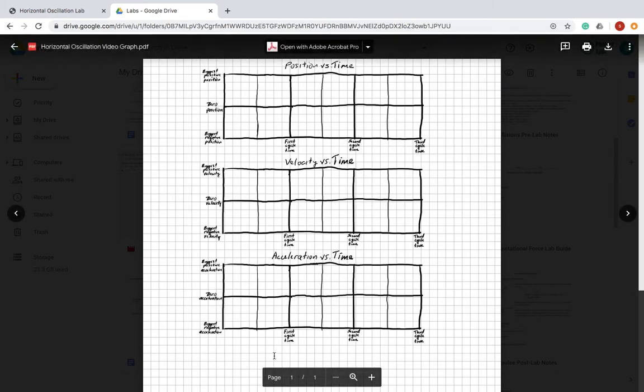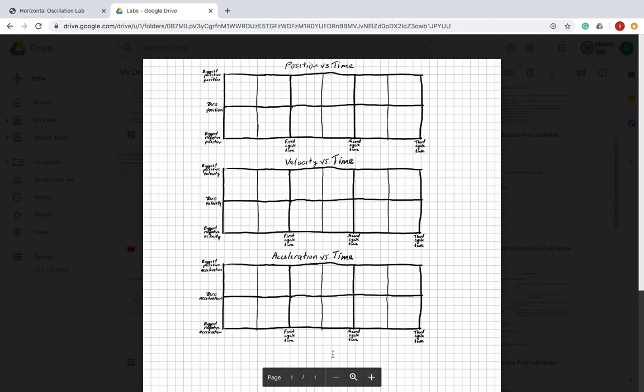And I never drew the net force versus time graph, but just know that the net force versus time graph will look exactly like the acceleration versus time graph, because anytime you have a certain net force, you have a certain acceleration, meaning positive net force, positive acceleration, zero net force, zero acceleration, negative net force, negative acceleration, big net force, big acceleration, small net force, small acceleration, and so on and so forth. All right, so here's how the graph should look.